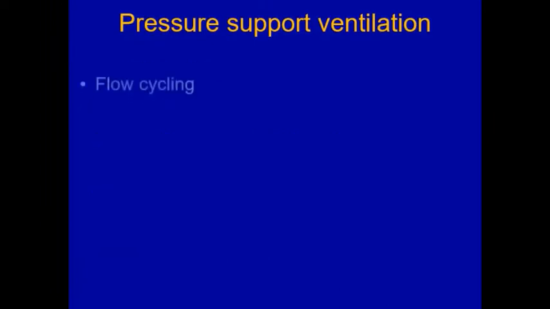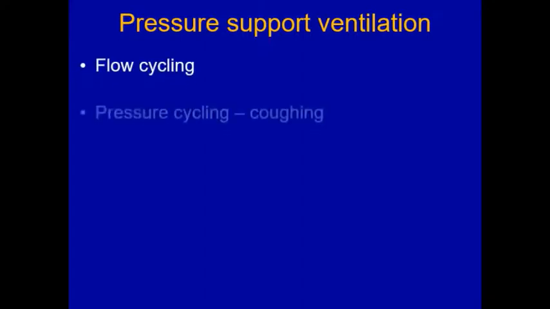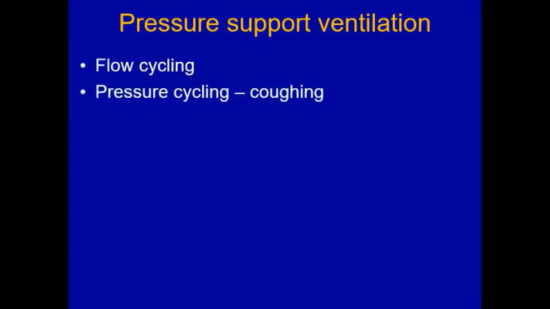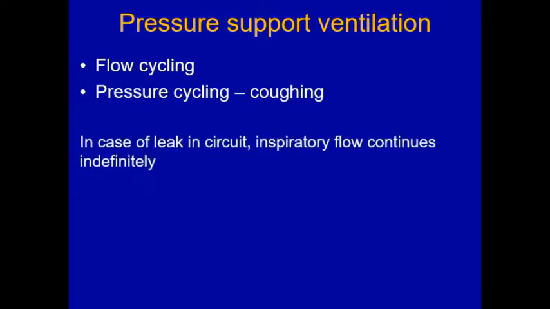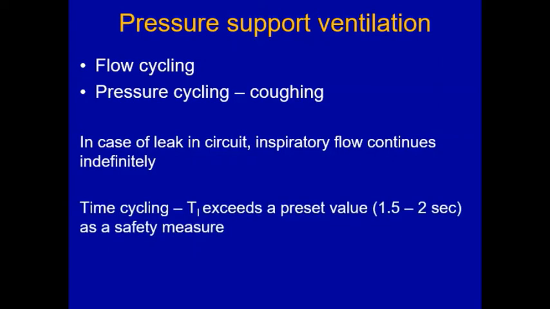So in case of pressure support ventilation, it is the flow cycling. Pressure cycling occurs whenever the patient coughs. Whenever there is a leak in the circuit, this inspiratory flow continues indefinitely. So as a safety measure, time cycling is kept. Whenever this inspiratory time exceeds a preset value of around 1.5 to 2 seconds, then as a safety measure, time cycling occurs. Okay, this is all about pressure support ventilation.